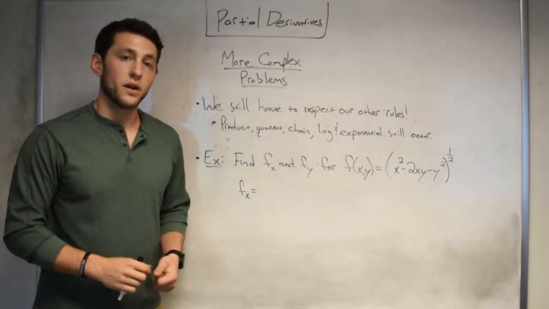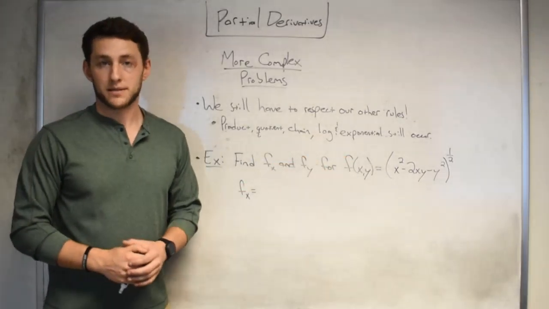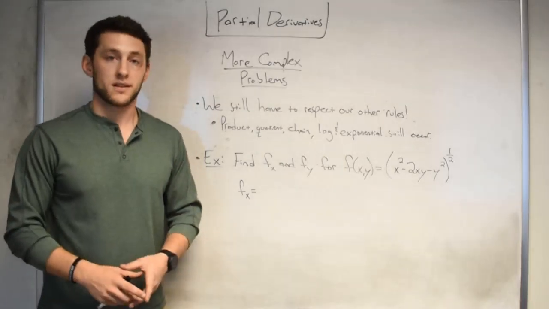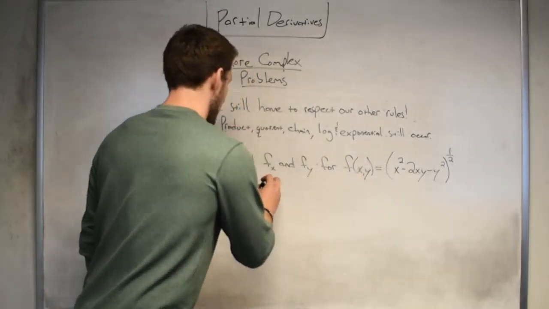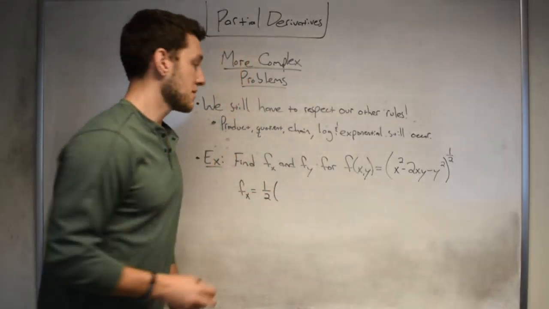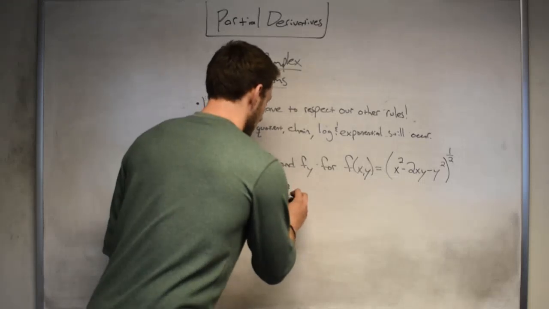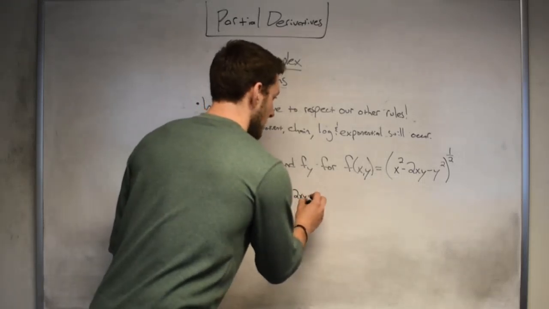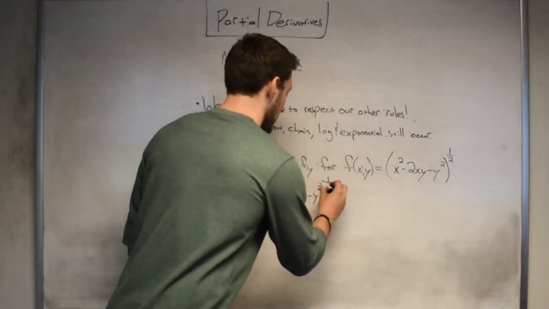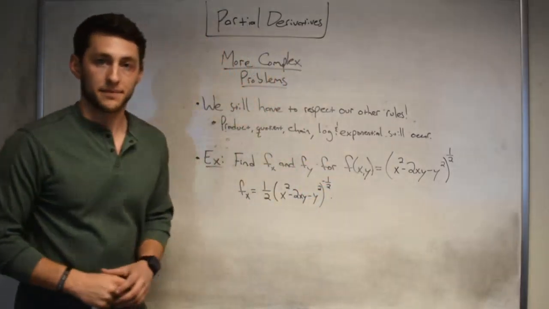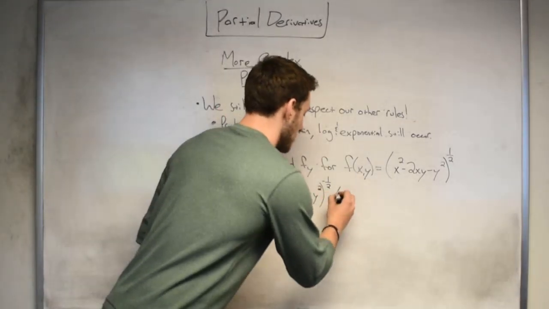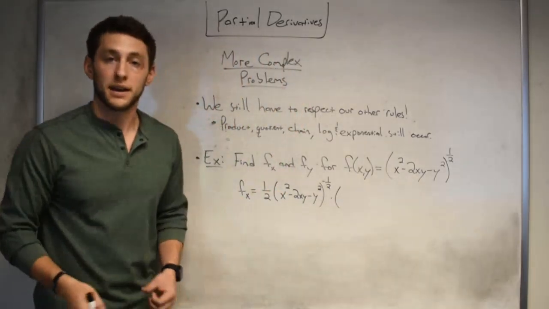As we stated before, this is definitely a chain rule situation. So the derivative of the inside times the derivative of the outside still persists. The derivative of the outside, going in this order, would be 1/2 times the entire inside, x squared minus 2xy minus y squared, all to the minus 1/2 power, times the derivative of the inside. And this is where our other rules start to play in.